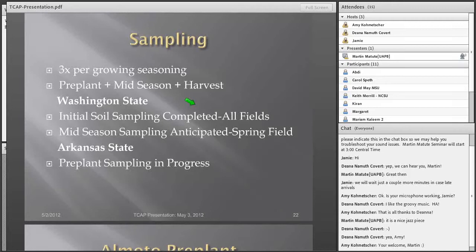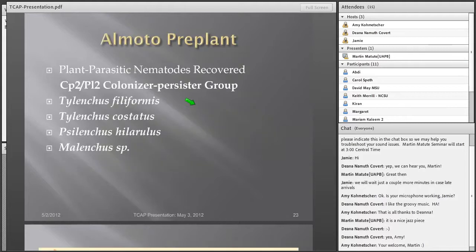The way we carry out our field studies, we'll be collecting samples in our fields three times per growing season: pre-plant, mid-season, and harvest. For our fields in Washington State, we have completed our initial soil sampling for all of the fields. In the next couple of weeks, we should be doing our mid-season sampling. In Arkansas, the pre-plant sampling, that's towards winter, is in progress.